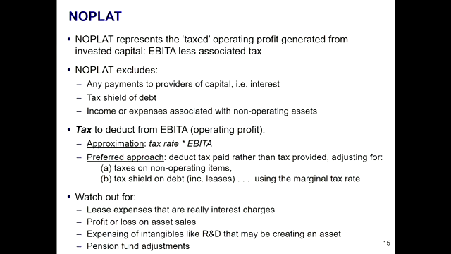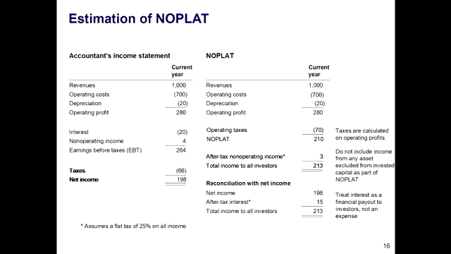Anyway, we're going to discuss some of the specific treatments in terms of tax and capitalized operating leases on Wednesday in more detail. So, the calculation of NOPLAT. On the left, you have the accountant's P&L: revenue, operating cost, not necessarily operating for us, depreciation, and operating profit. Interest expense, non-operating income, and earnings before tax, 264.